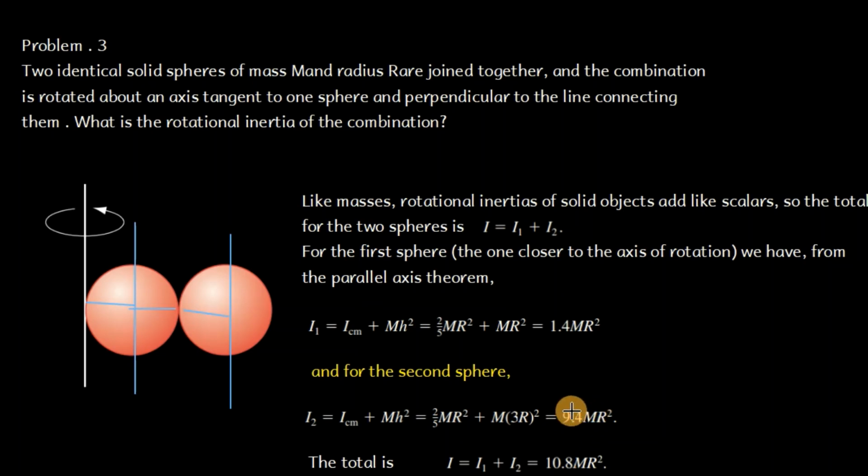Now adding this rotational inertia and this one, we obtain the total rotational inertia I equals I1 plus I2, equal to 10.8 mr square. So it is clear that if we have two solid spheres and we join them like this, and we want to find the rotational inertia about this line, then the rotational inertia of both bodies about this line must be equal to 10.8 mr square.